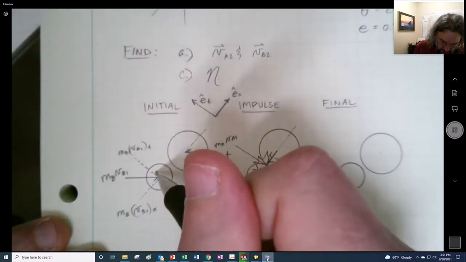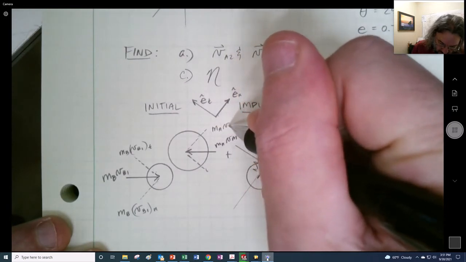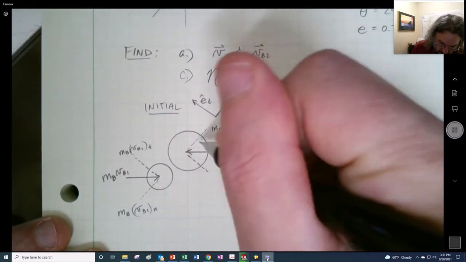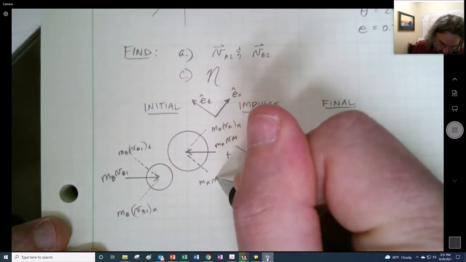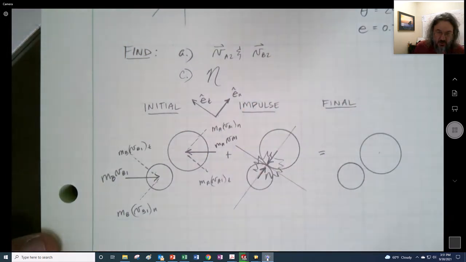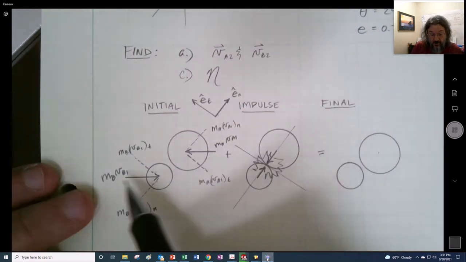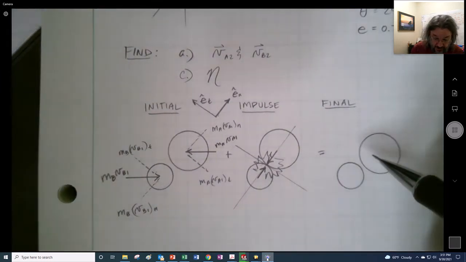Tangential. You can see what direction it's going. And maybe I'll do the same thing. MA VA1 normal and MA VA1 tangential. You can either do one or the other. You don't have to label this and label these, but whatever is going to make it easier for you.